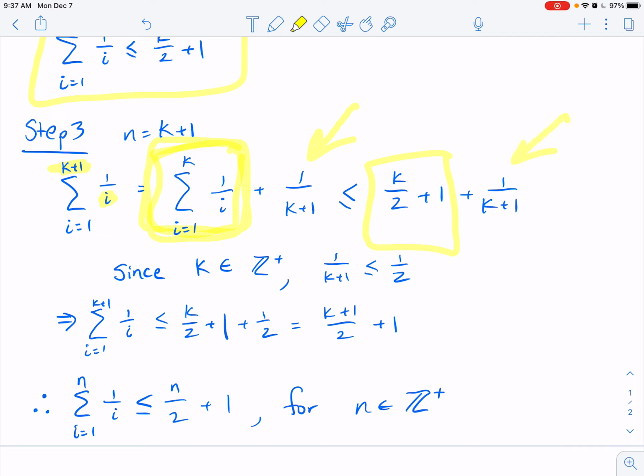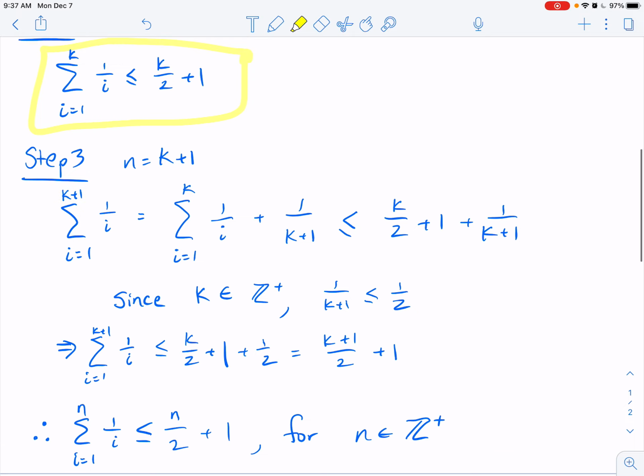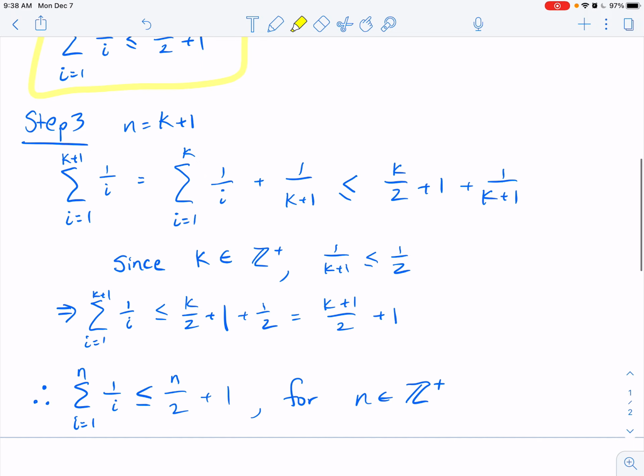I don't know if all my yellow is making sense for you. Let me get rid of it for a second. Basically, what happens is we use what we wrote down in step 2. Part of this is straight from step 2, and then we're just adding the k plus 1th term. So then we have k over 2 plus 1 plus 1 over k plus 1.